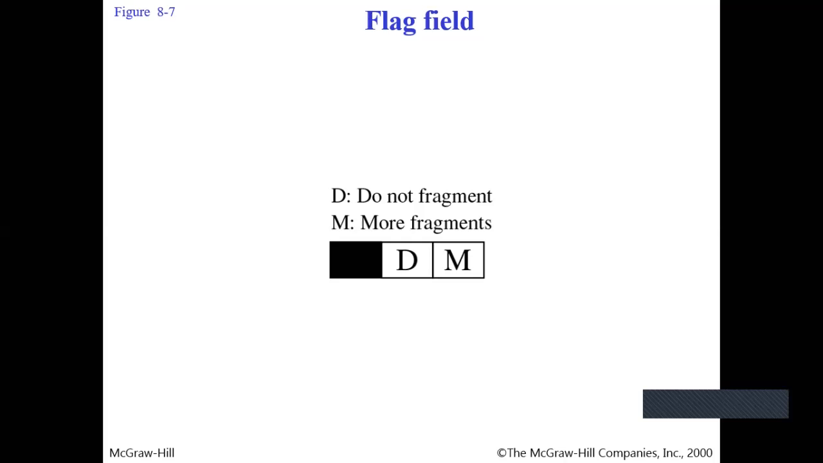Clear? Now the next bit is the M bit. The M bit is also either 1 or 0. The 1 value means more fragments are present related to a particular datagram.